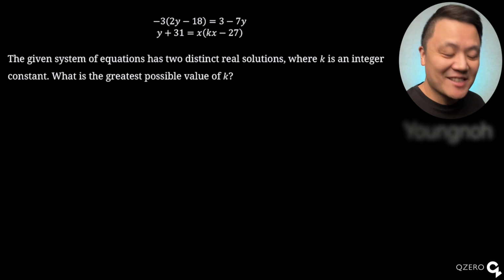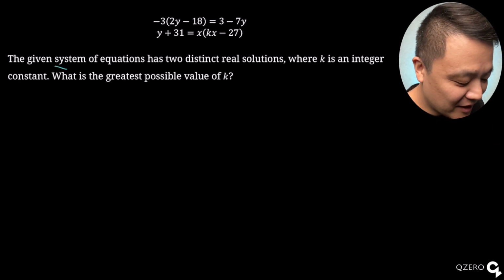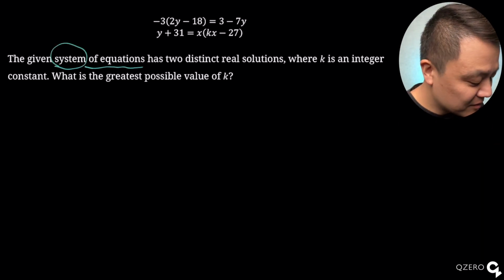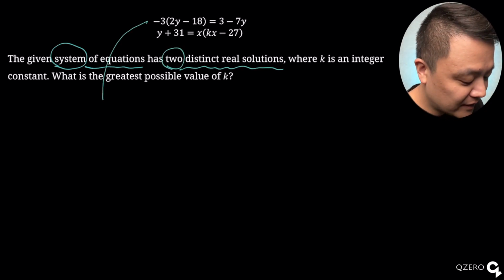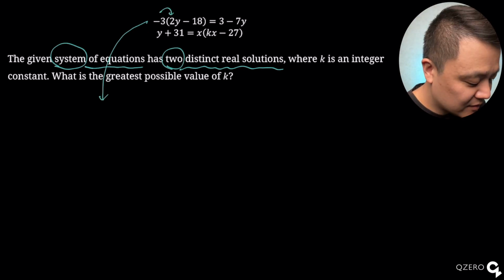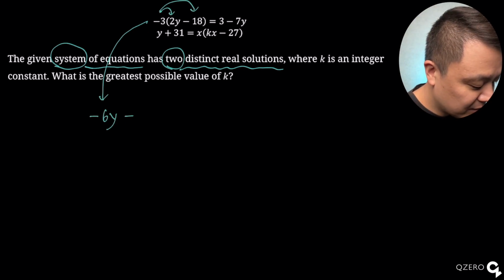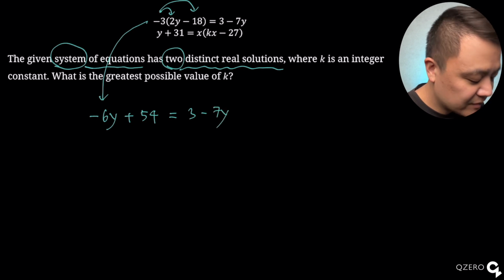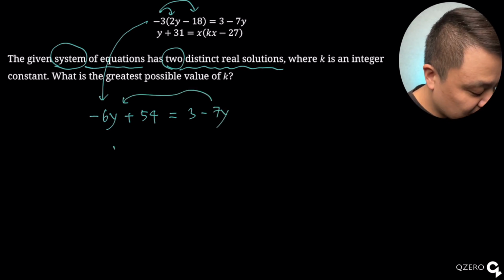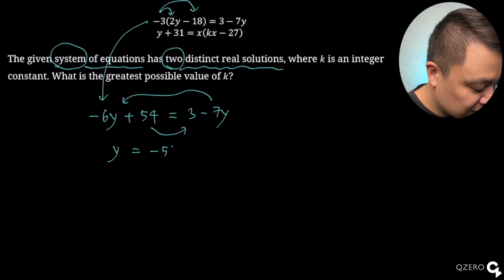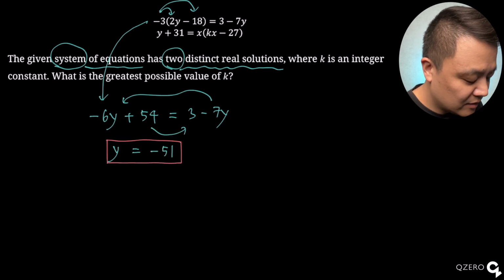Let's solve this question. In this question, we have a system of equations, two equations, and the system has two distinct real solutions. I think we need to simplify each equation first. Let's distribute -3, then we have -6y plus 54, and on the other side we have this. Let's collect like terms. I'm gonna move that 7y to the left hand side, and we have just y, and on the other side we have -51.